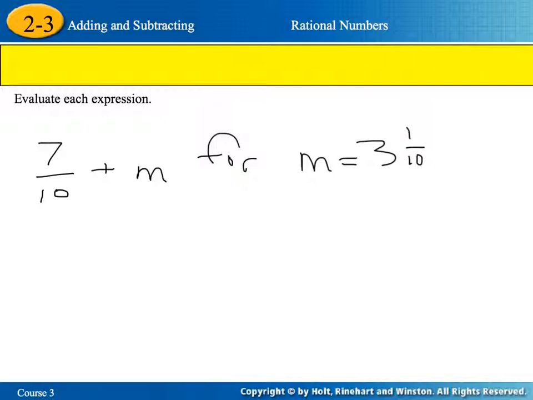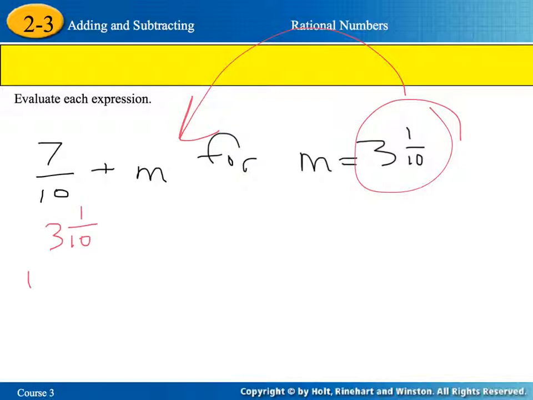All right, so here's the last one of the day. We have a 7/10 plus m, which is m is 3 1/10. There's several ways that you can do this. I will show you 2 ways. Okay, so if you want to add 3 1/10 plus 7/10.